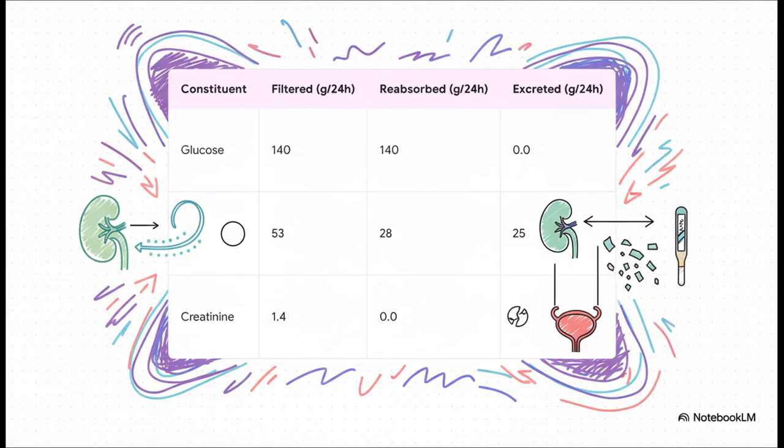Now, this is where you can really see how incredibly selective the kidney is. Just look at glucose. The body filters about 140 grams of it every day, and in a healthy person, it reabsorbs 100% of it. 0 gets excreted. Now compare that to creatinine, a pure waste product. We filter 1.4 grams, and we excrete all 1.4 grams. This isn't just a simple filter. This table proves the nephron is a highly intelligent, discriminating system.